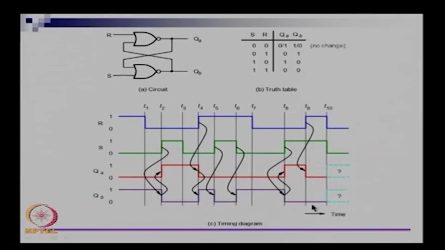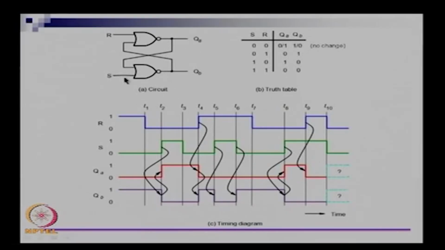Okay. Now for some reason, let us assume that at T10 both R and S are pulled down to 0. So they both are changing from 1 1 to 0 0, right. So R is changing from 1 to 0, S is changing from 1 to 0, and the other two inputs, QA and QB, are already at 0. Now let us see what is supposed to happen to QA first. So R is changing from 1 to 0 and QB was already at 0. So if you look at what will happen to QA, R is changing from 1 to 0, QB is at 0, so QA will try to change to 1, right.